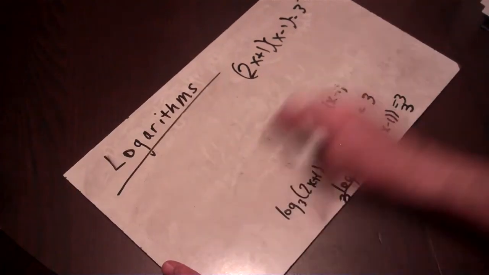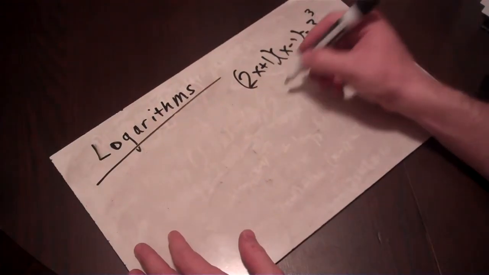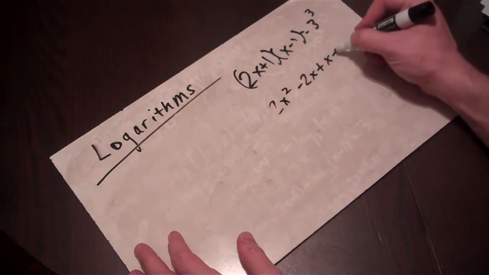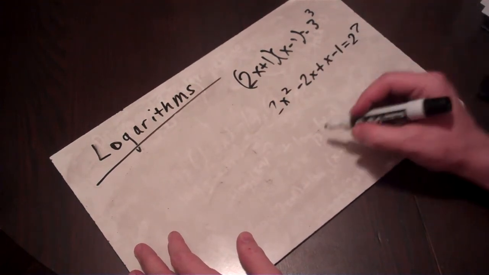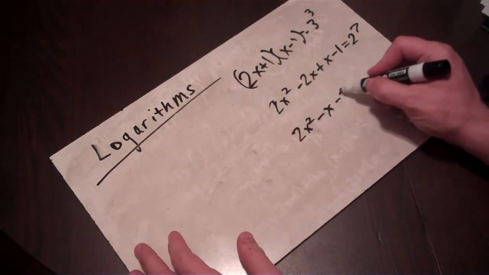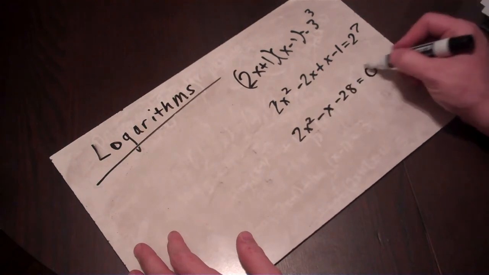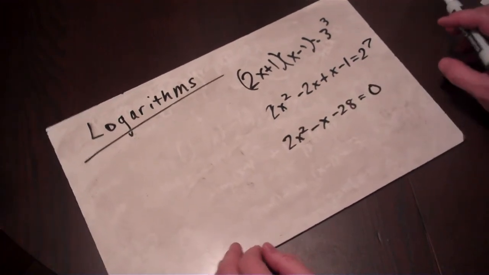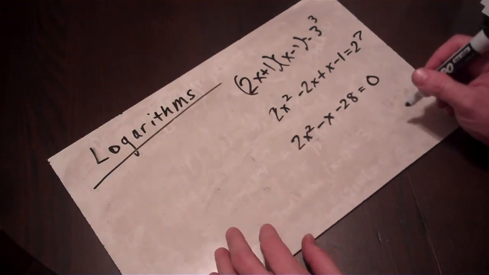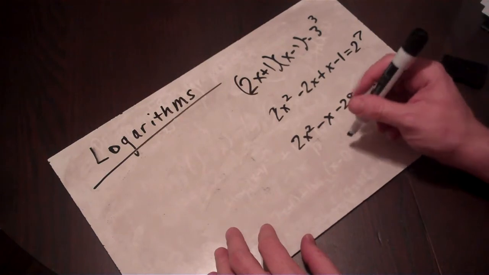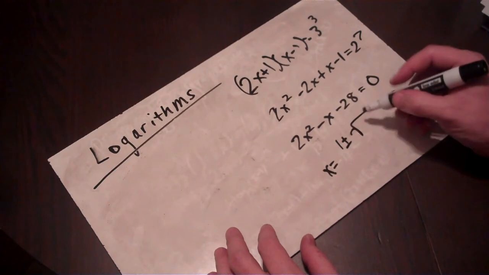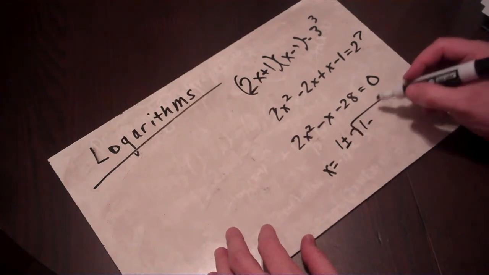So what you end up getting now is 2x squared minus 2x plus x minus 1 is equal to 27. So you get 2x squared minus x minus 28 is equal to 0. And now you just have a quadratic that you have to solve. Of course, a quadratic is not as enjoyable as you might hope, but you can check and see if it solves out. What you end up getting is x is equal to 1 plus or minus the square root of b squared minus 4ac.